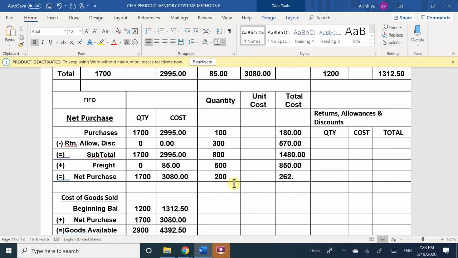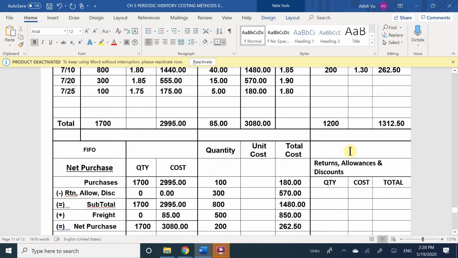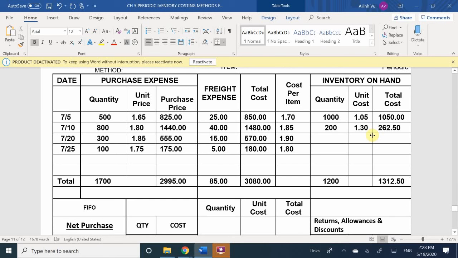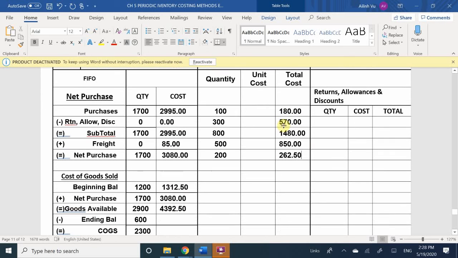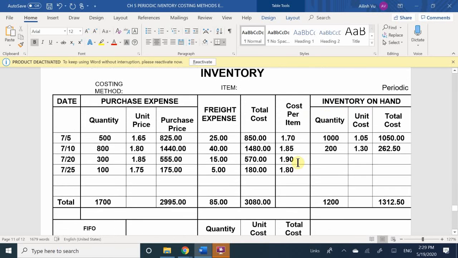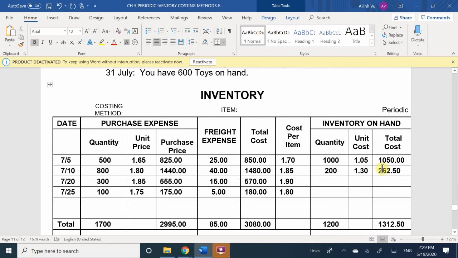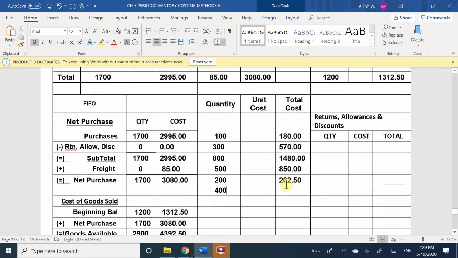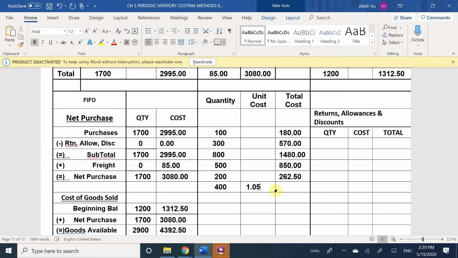$262.50. Okay. We had to dip into the 1,000 quantity, just 400 of it. This time we have 1,000 units, so we only need 400 out of it. So how do you find it? What are we multiplying it by now? By the unit cost of $1.05. Yes, $1.05 is correct. So go ahead and calculate that for me. $420. Okay. Good.